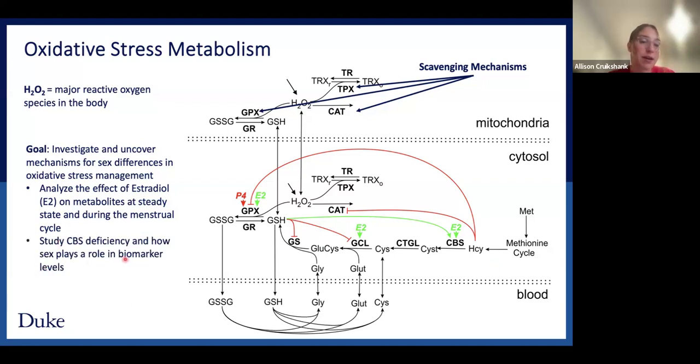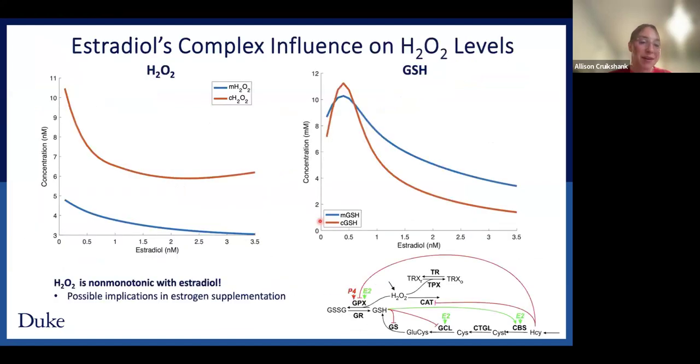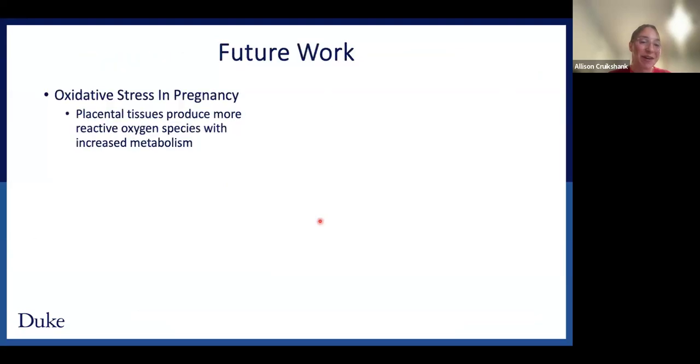And then this is a disease I was talking about. I wanted to study CBS deficiency and how sex plays a role in biomarker levels. CBS deficiency basically is a deficiency in this enzyme CBS, which causes high levels of homocysteine. So you can already see that high levels of homocysteine will reduce the activity of these scavenging mechanisms, leading to accumulation of oxidative stress. And that is indeed what's seen in CBS deficiency. Unfortunately, I'm going to skip over the results of this model because I don't have time. I included them here because I didn't know if I would have time, but I don't think I have time.